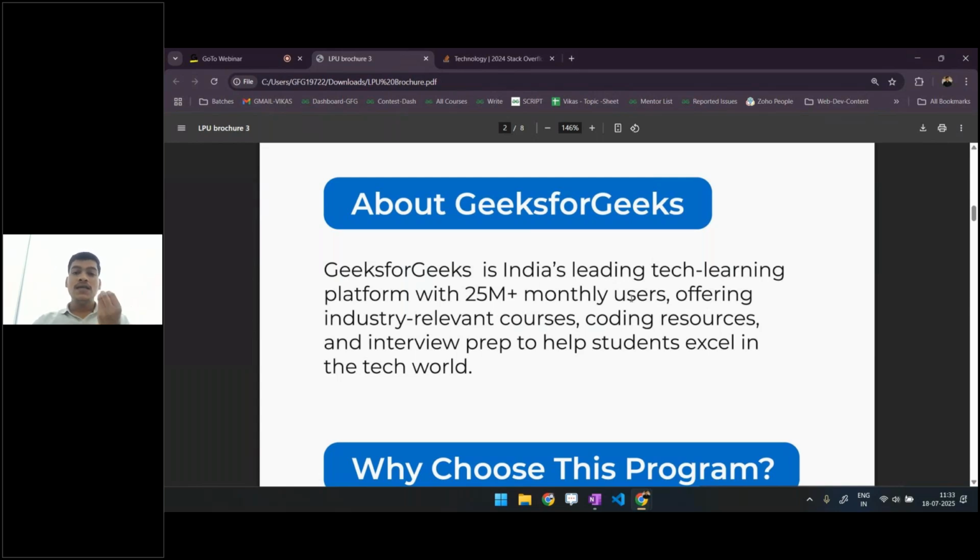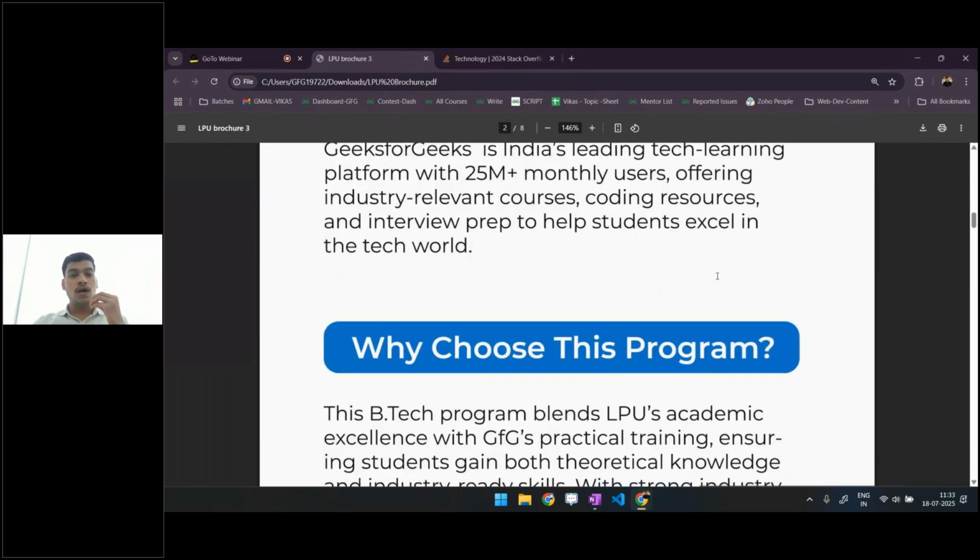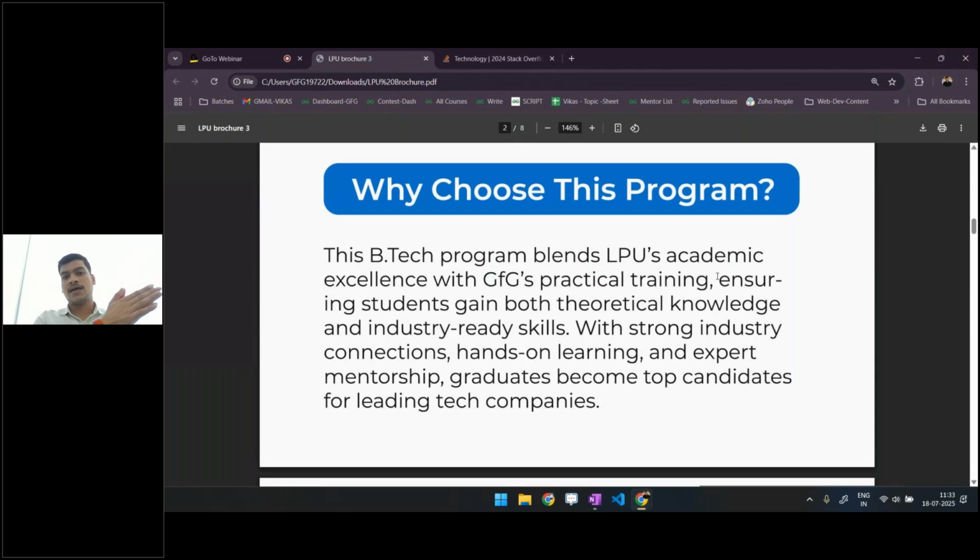So why should you go with this particular program, if you want to learn MERN Stack or any other technology, in collaboration with Geeks for Geeks? Because we have been in that industry for so long, from 2008-9, so we understand the nerves of the industry. We prepare candidates and teach students the relevant content that is current in the industry and trending. So this BTech program will be collaborated with Geeks for Geeks.